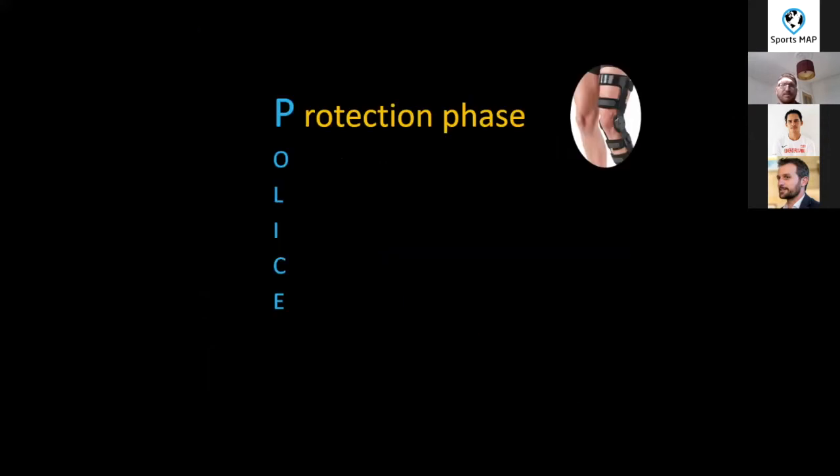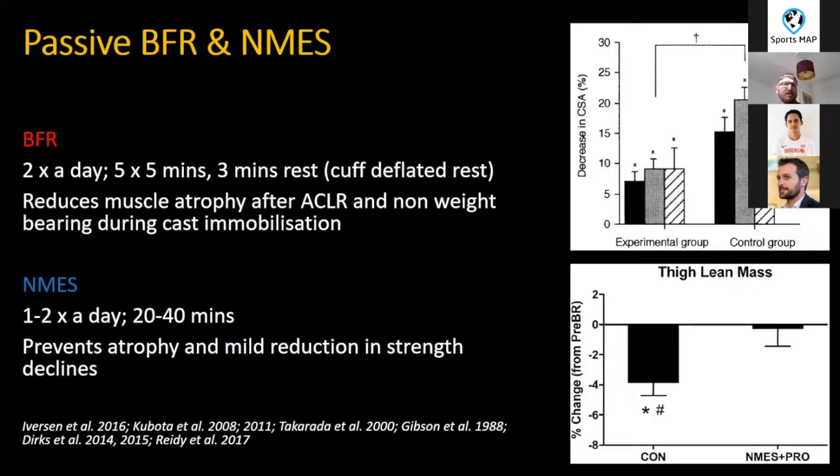So the POLICE paradigm, the first P is for the protection phase. As I said before, I would recommend at least 2 days of immobilization immediately after all muscle injuries. The issue we get in these periods of immobilization, as Martino spoke about earlier, is that we get quite sharp declines in muscle mass and strength of up to 0.5 to 2% a day. Because of this, researchers have applied blood flow restriction and electrical stimulation, both passively, during these periods of immobilization.